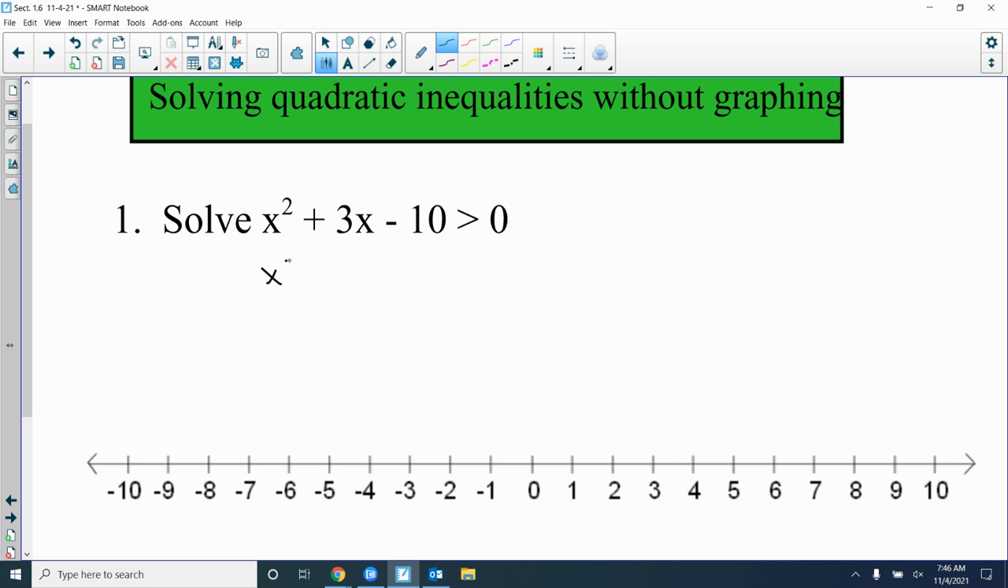So I'm going to say, all right, where does x squared plus 3x minus 10 equal 0? Well, factor it. Okay, let's go back to what we've done before. Factor that, if it can. If it doesn't factor, then you've got to go to the quadratic formula. But this one does factor into x plus 5 times x minus 2. And so you get x equals negative 5, and you get x equals positive 2.